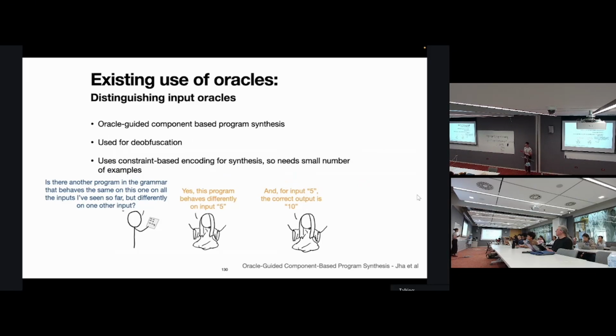There's a thing called Oracle Guided Component-Based Program Synthesis, which is a really catchy title. The idea is that I am trying to deobfuscate some bit of code. I've got a grammar that I am synthesizing a program from, and when I've got a candidate program, I want to know: is there another program in the grammar that behaves the same as the program I've just generated, but behaves differently on another input?